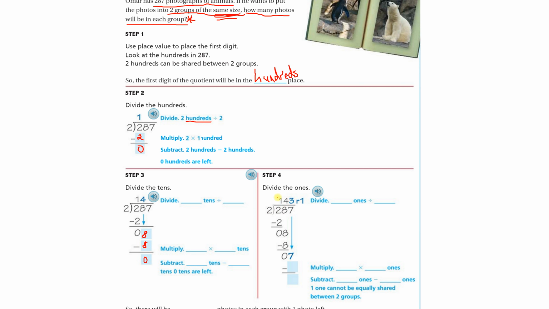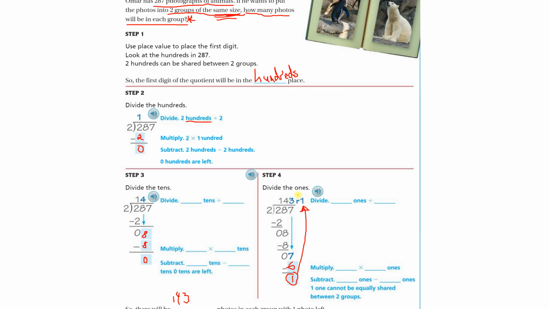Okay, step 4, bring down the 7. How many times does 2 go into 7? 3 times. 3 times 2 is 6. Subtract gives us 1. Nothing left to bring down, so that 1 becomes our remainder. Okay, so there will be 143 photos, 3 in each group with 1 photo left over.